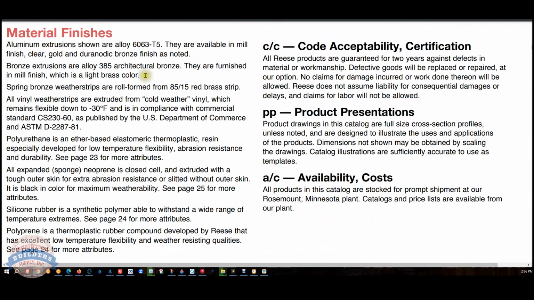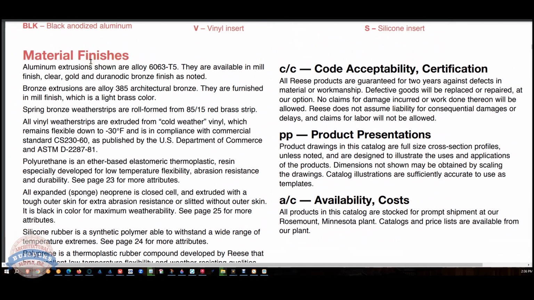And what's really important here is, well, I don't know that it's really important. Aluminum extrusions shown are alloy 6063-T5. They're available in mill and other finishes. Okay, so it's the alloy 6063, and the T5 is a reference to the tempering.